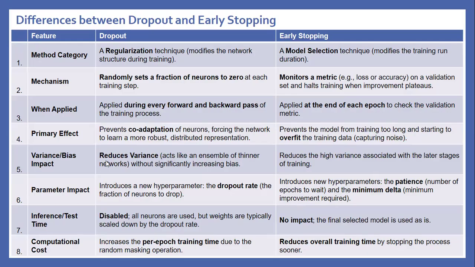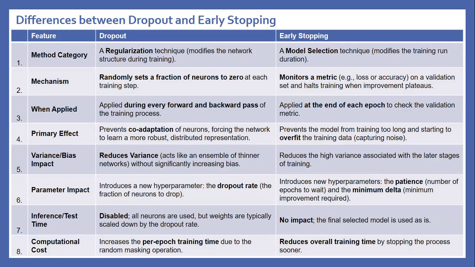Hi friends, in the continuation of data science interview question answer series, we are moving to the question: difference between dropout and early stopping. Method category: a regularization technique that modifies the network structure during training is called dropout. Early stopping, a model selection technique, modifies the training run duration mechanism.